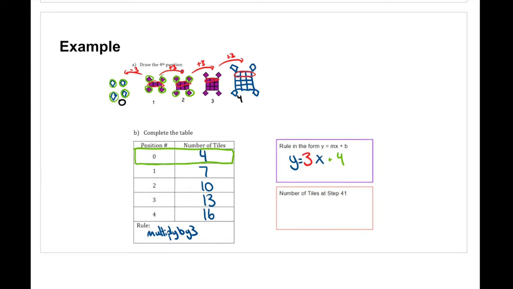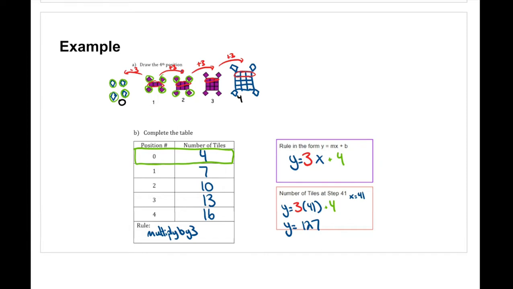Now going back to the last thing, the number of tiles. Step 41 tells us that x equals 41. So in our rule, y equals 3 times 41 plus 4. This just becomes a straightforward calculation, and we get 127. So that means there would be 127 tiles at step 41.